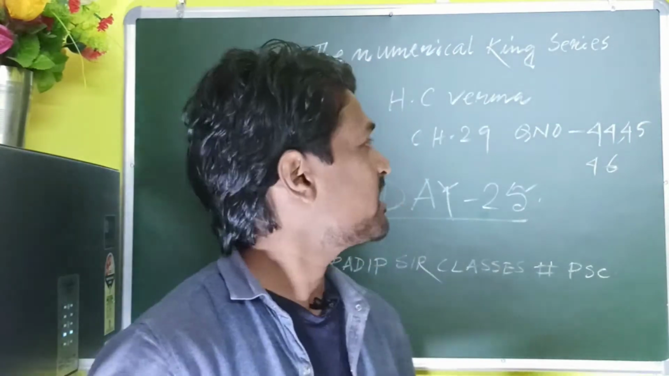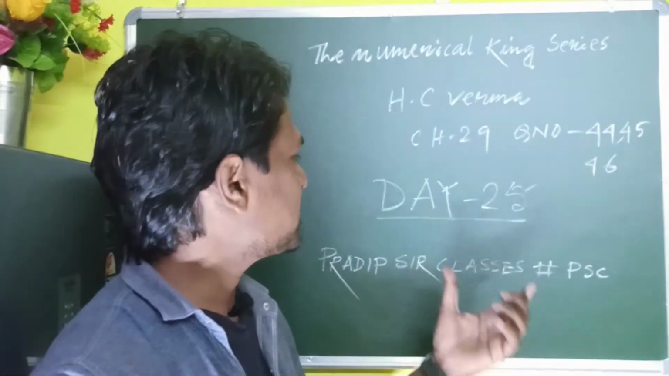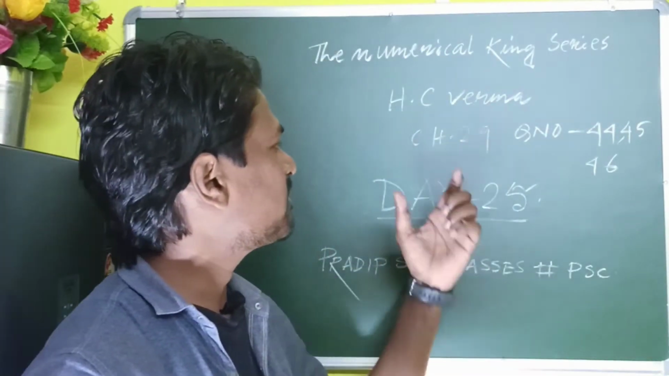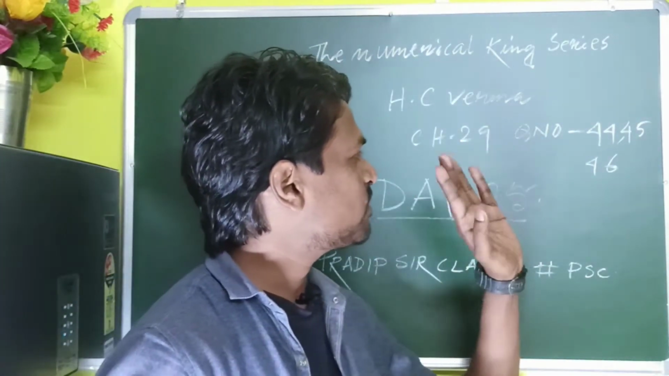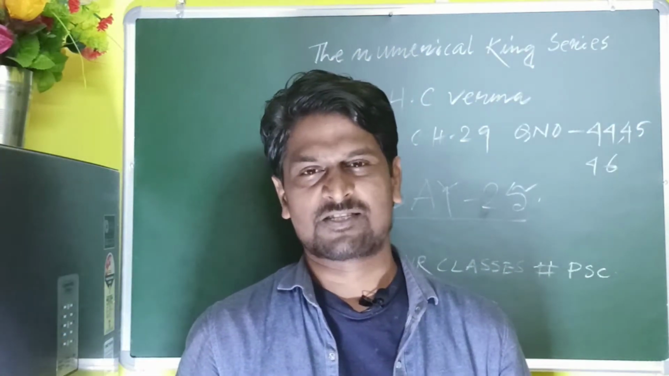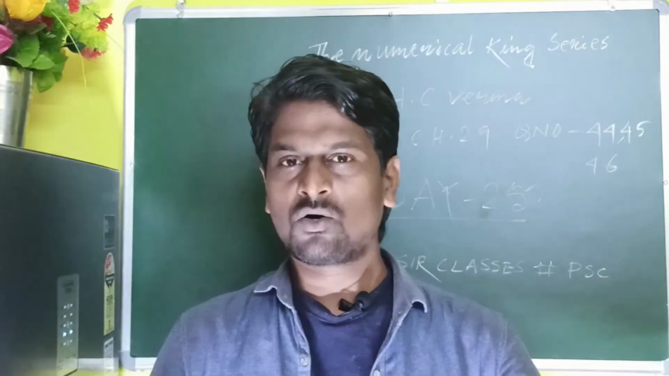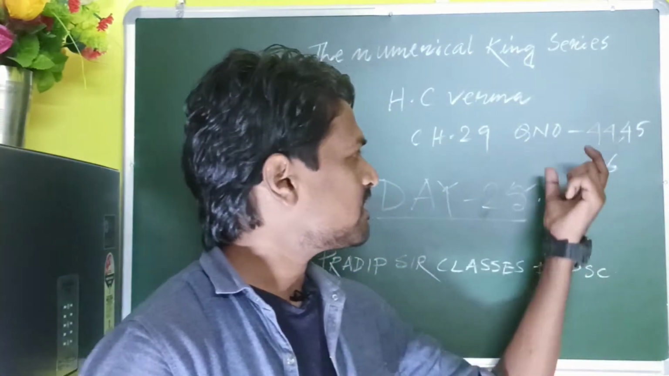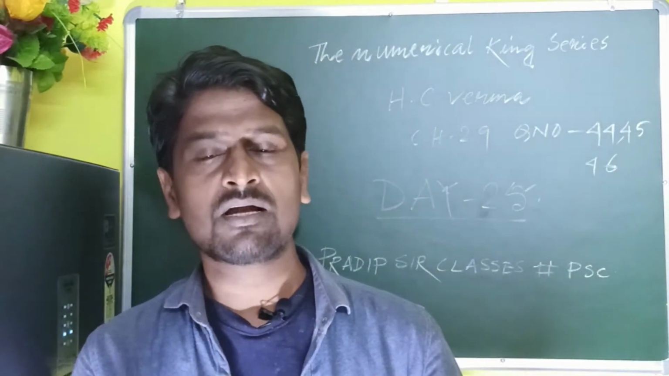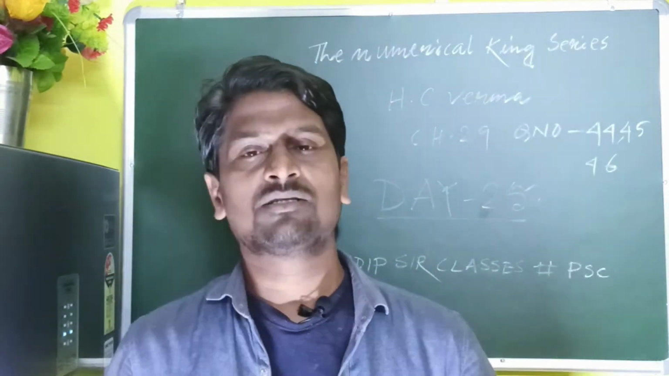And students, we are in the numerical king series and obviously this is day 25 of I.E. Irodov... Verma solution, chapter number 29, questions number 44, 45 and 46. And all the concepts, all the questions, 44 to 46, are very much conceptual.